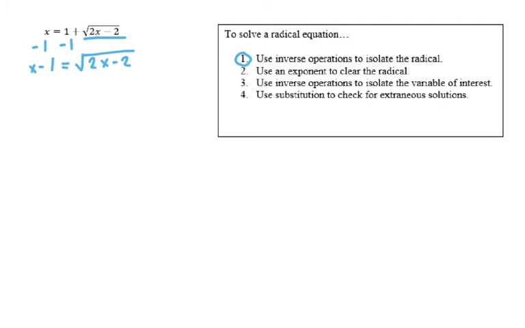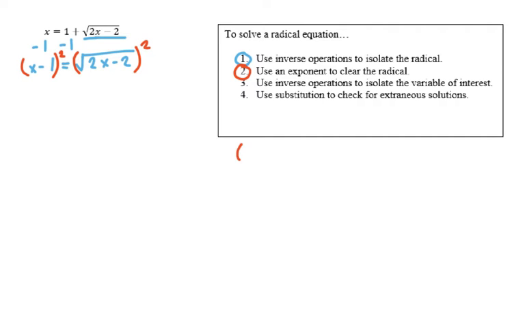So that is step 1. We have now isolated our radical. Step 2 is we want to use an exponent to clear the radical. Because we have a square root here, we can get rid of our radical by squaring our radical, the square root of 2x minus 2. Now, whatever we do to one side of our equation, we also have to do to the other. So we want to make sure we are also squaring x minus 1.